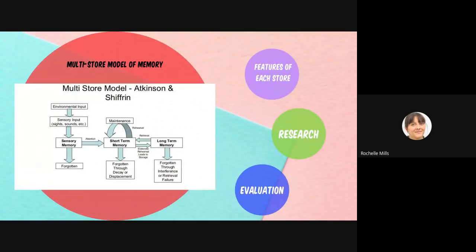So the multi-store model of memory was developed by Atkinson and Shiffrin. As you can see, we've got 3 key parts to the multi-store model of memory. The first key part is sensory memory, or the sensory register, as it's stated on the specification. The sensory register takes in information from the environment. So this goes to our senses, such as sights and sounds, etc.